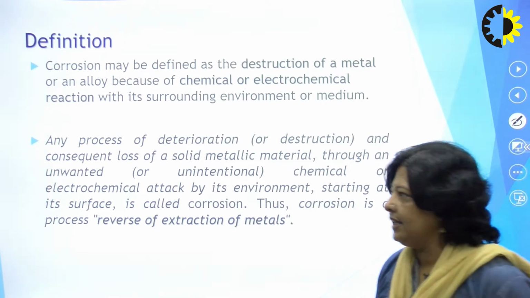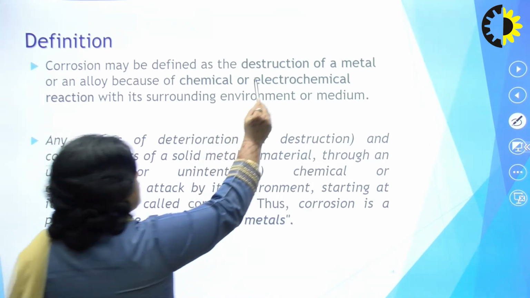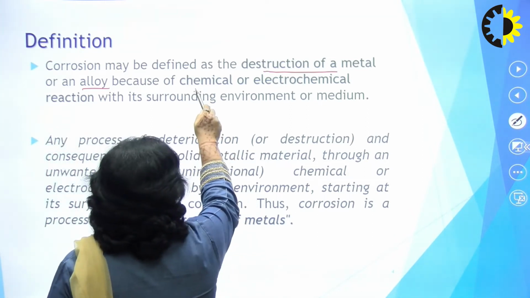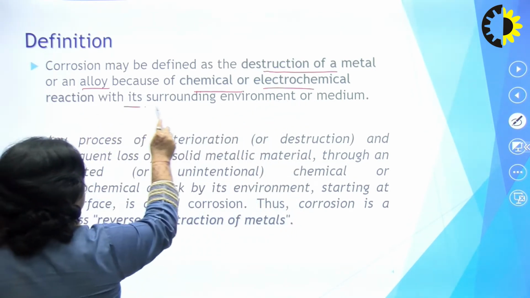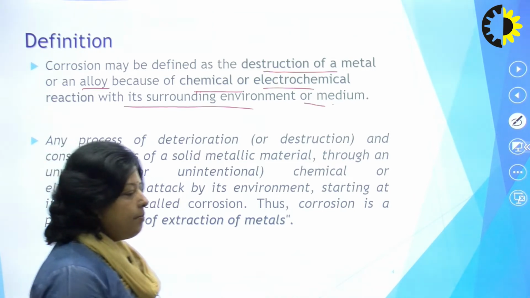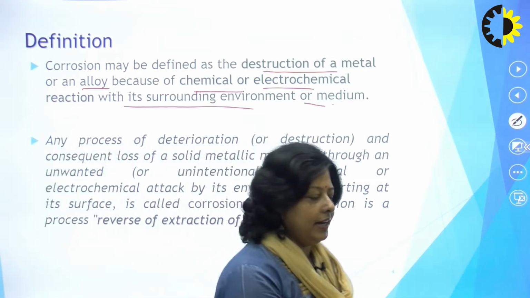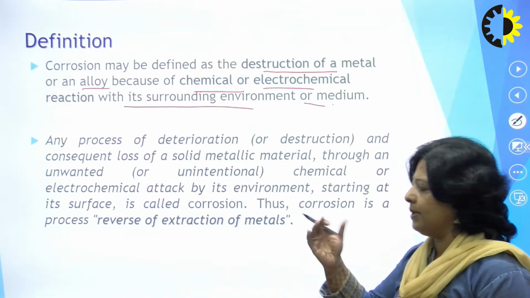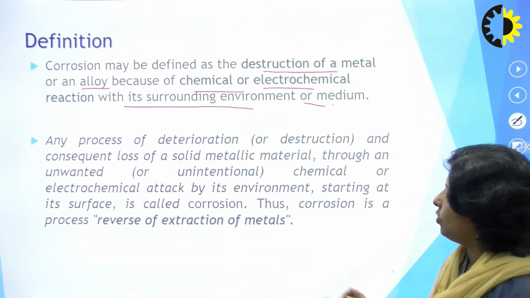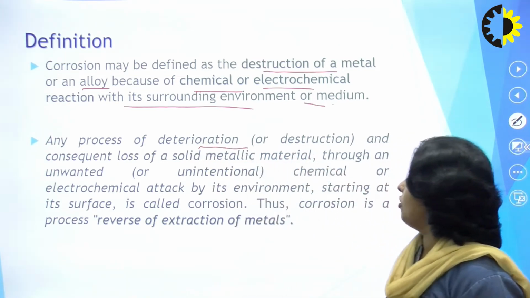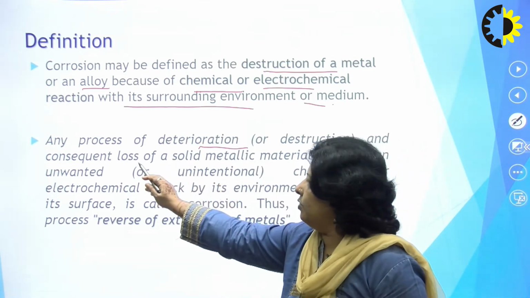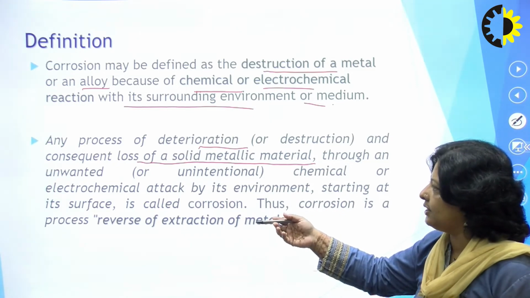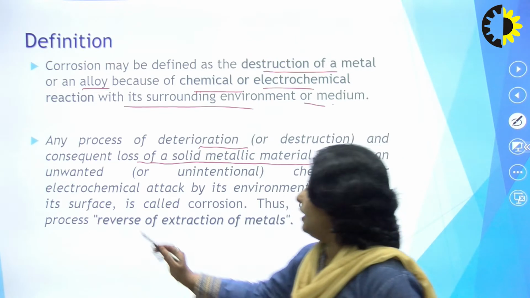So, what exactly is corrosion? First, we learn what corrosion is. It is the destruction of a metal or an alloy. It could be a pure metal or an alloy, because of chemical or electrochemical reaction with its surrounding environment or medium. When we are talking about the metal, it is very reactive. Why is it reactive? Because it is thermodynamically not stable. In short, we can say this is deterioration or destruction of metal that results in consequent loss of solid metallic material, and it takes place through chemical or electrochemical attack.